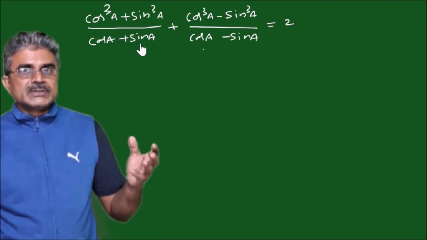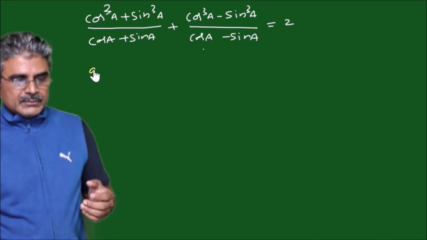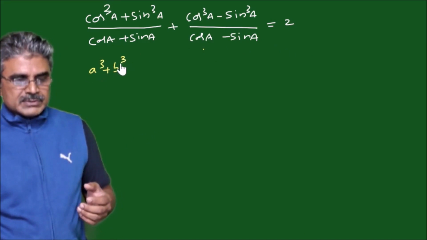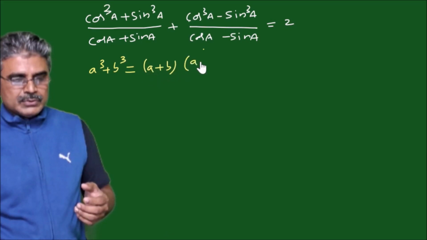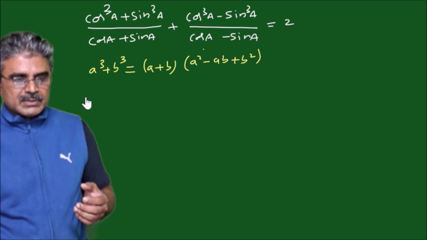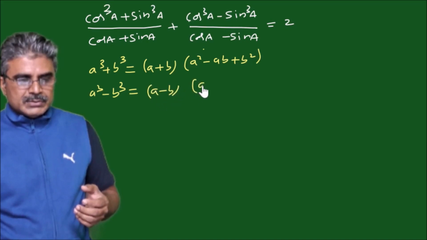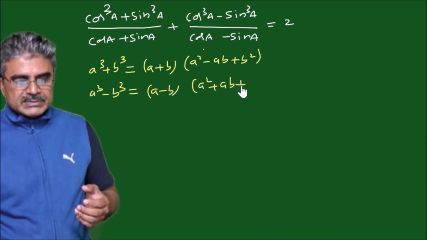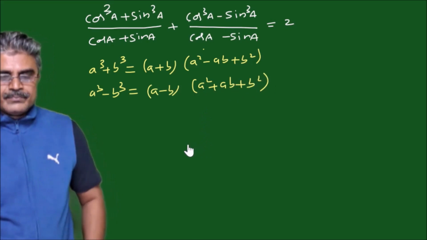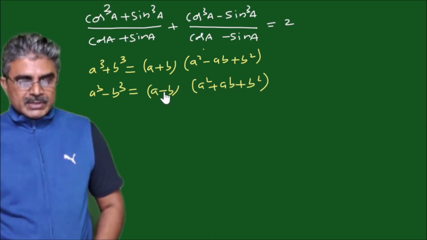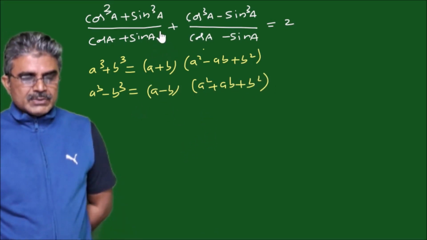If you know the expansions from algebra, for a cube plus b cube you have (a plus b) into (a square minus ab plus b square), and a cube minus b cube is equal to (a minus b) into (a square plus ab plus b square). So these are the expansions from algebra. Now use the same rules here.